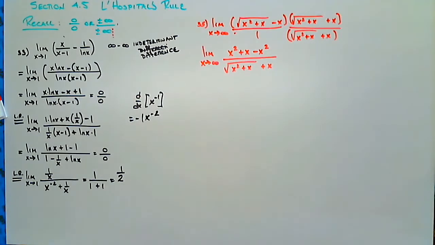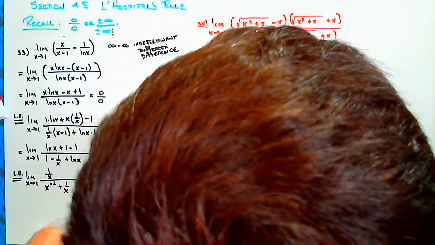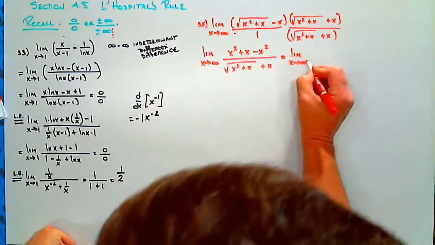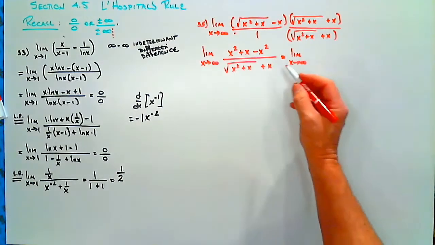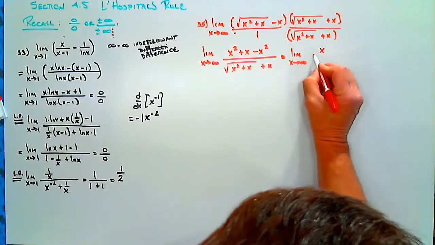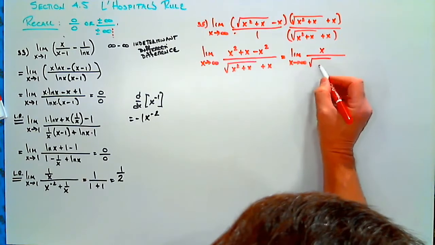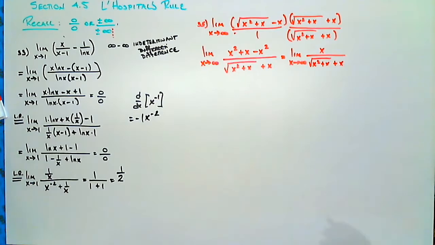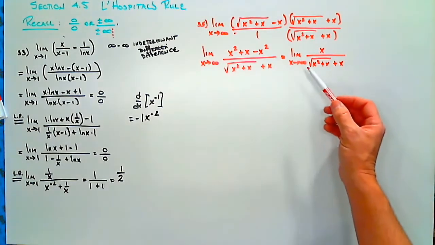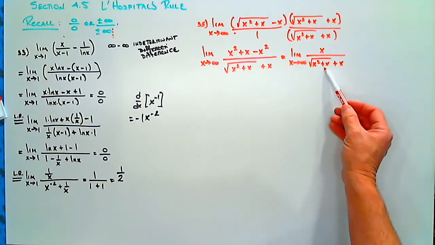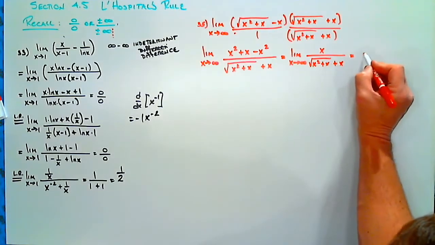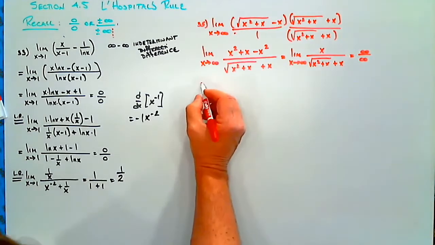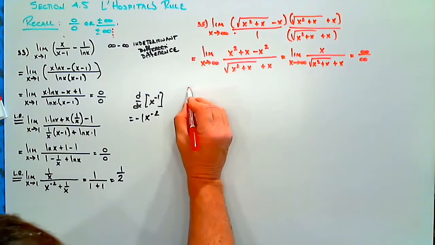Now, from here, what's left? Well, we get the limit as x approaches infinity. The numerator is just going to be x. Our denominator is going to be the square root of x squared plus x plus x. And now when we plug in infinity into this, we get infinity on the top, infinity on the bottom, infinity divided by infinity, which is, yeah, you guessed it, L'Hopital's rule.